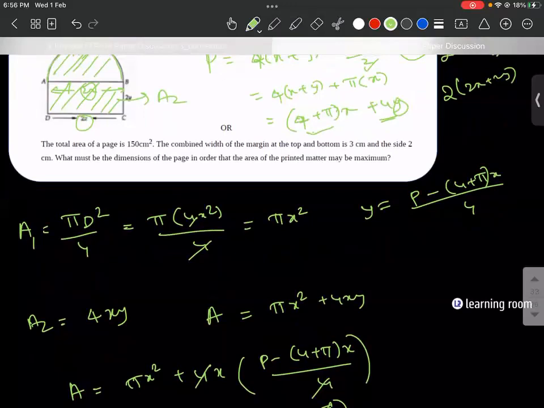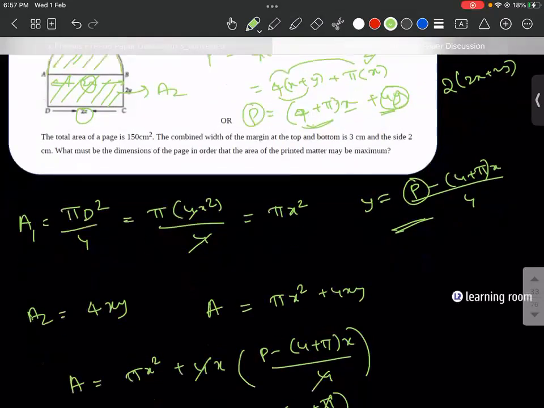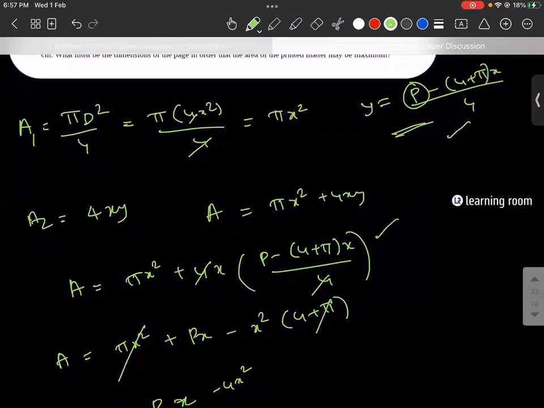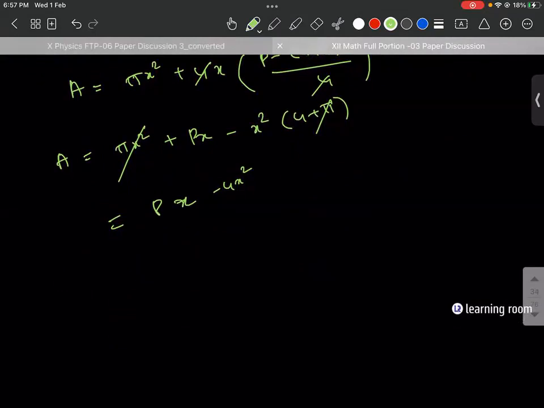So y will be... How did you get that, sir? Like 4 into x plus y. The next step, how you got? Which one? Y. No, sir. That P. 4x plus pi x. 4 plus pi into x plus 4y. Oh, okay, sir. Yes, yes, sorry. Y will be P minus 4 plus pi into x divided by 4. I took this value and substituted here. Yes, sir. Got it? Yes, sir. Got it.